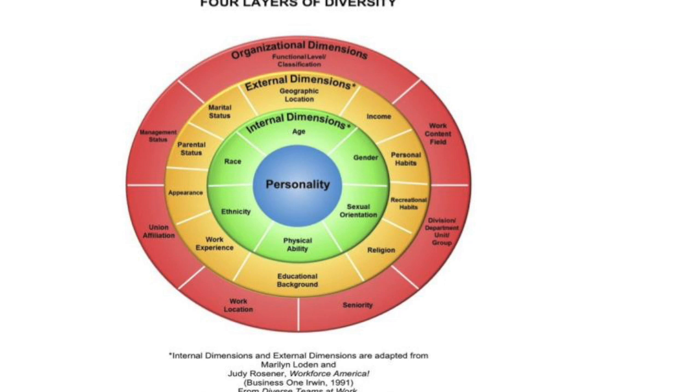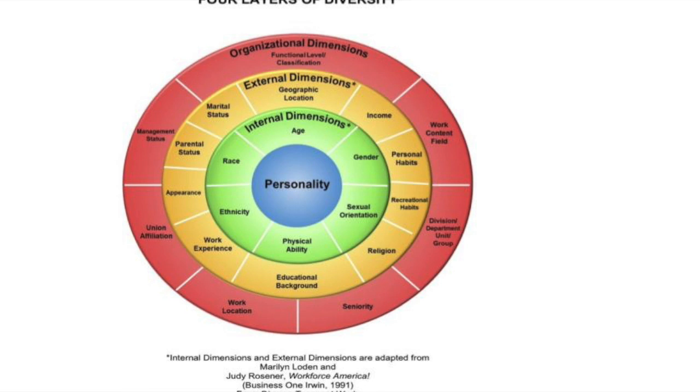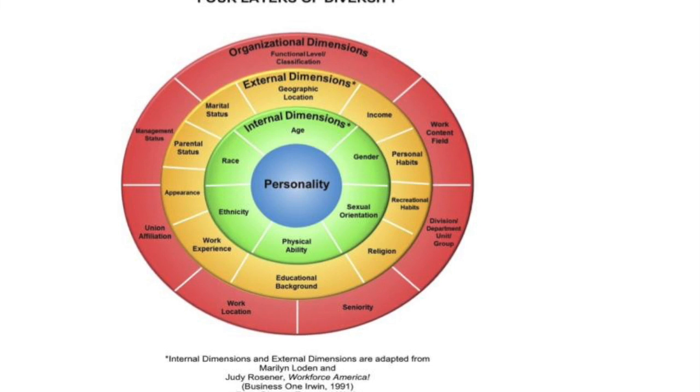The green is those internal things, okay? Your race, your ethnicity. The yellow ring is more about things that you're exposed to, maybe geographic location, where you're coming from. Are you coming from a small town, a big city? Are you coming from the South? Maybe you're coming from another part of the United States, the Midwest or the Southeast. So where you're coming from geographically has a big difference on how you identify with yourself or with other people.